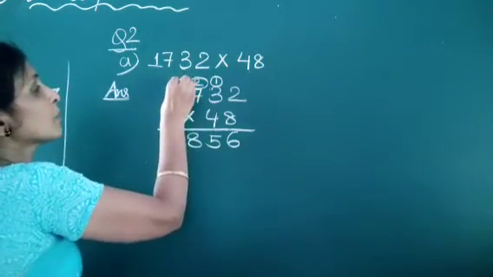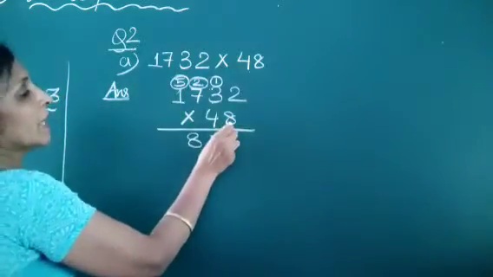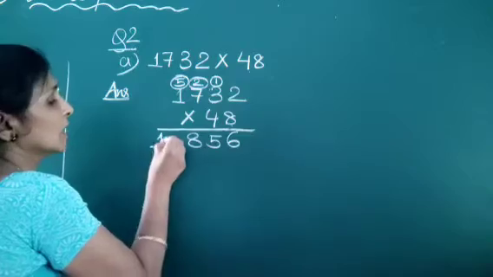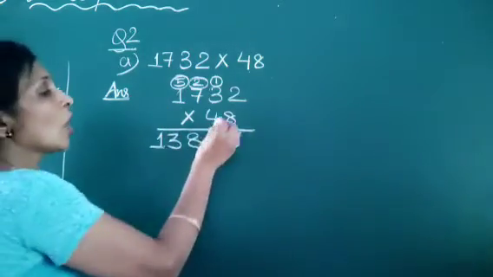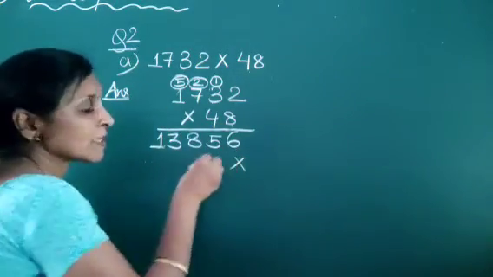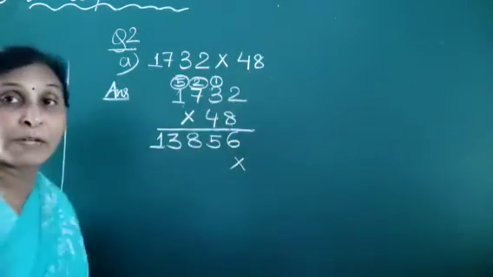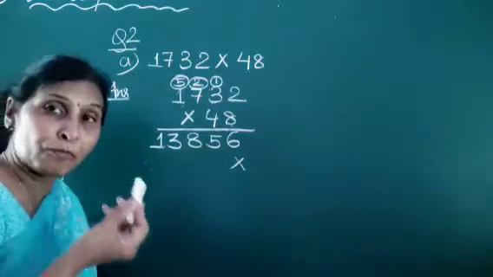Write 8 and put 5 carry over here. Then 8 1s are 8 plus 5, 13. We write it. Now put the cross sign here. Again this number is multiplied by 4. We tell the table of 4.